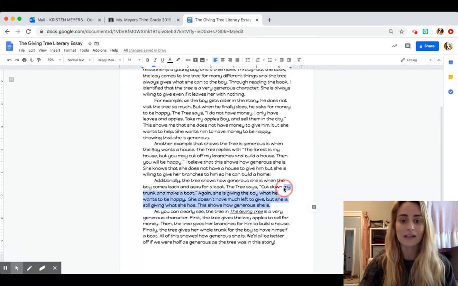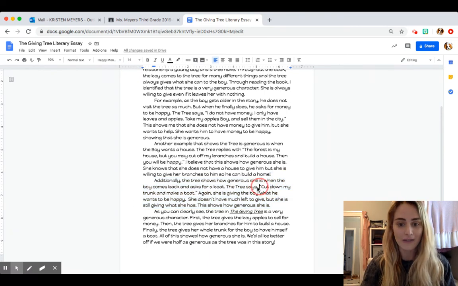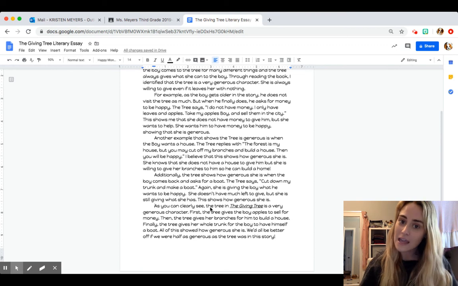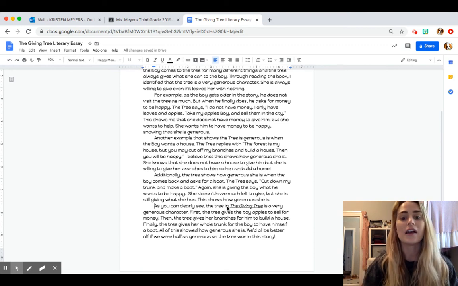Again, I have my next paragraph, started again with a transition. Then I talk about my evidence, right? And then we have our reasoning to explain that evidence. Then we follow it with our conclusion, right? As you can clearly see, the tree in the Giving Tree is a very generous character. I restate my claim right there.